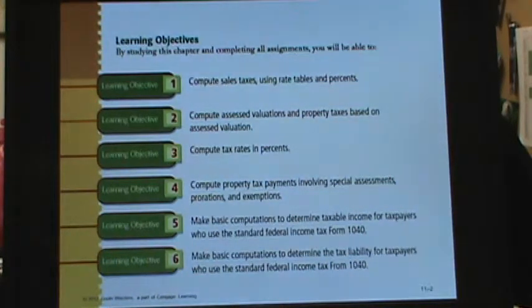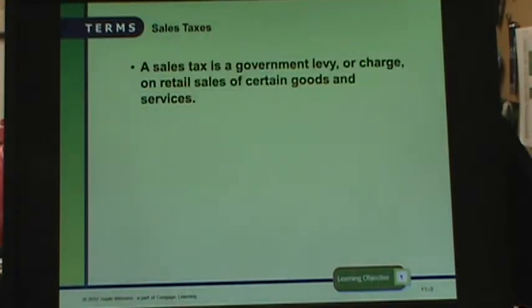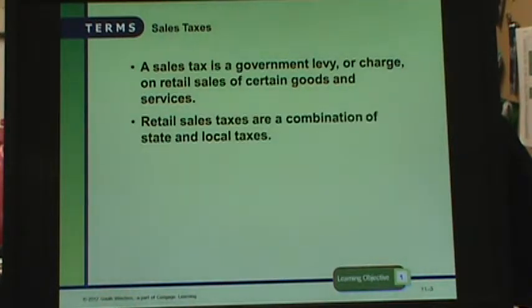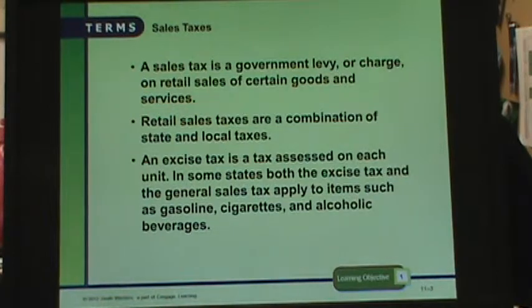So starting out, sales taxes. A sales tax is a government levy or a charge on retail sales of certain goods or services. Retail sales taxes are a combination of state and local taxes. Obviously, Montana is a state that does not have sales tax on retail. However, there are other taxes such as tobacco taxes and fuel tax that are assessed and added into that retail.